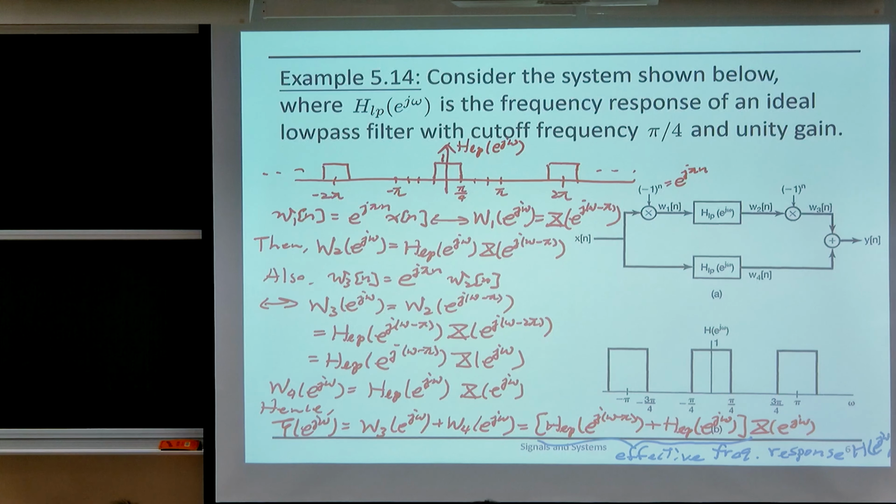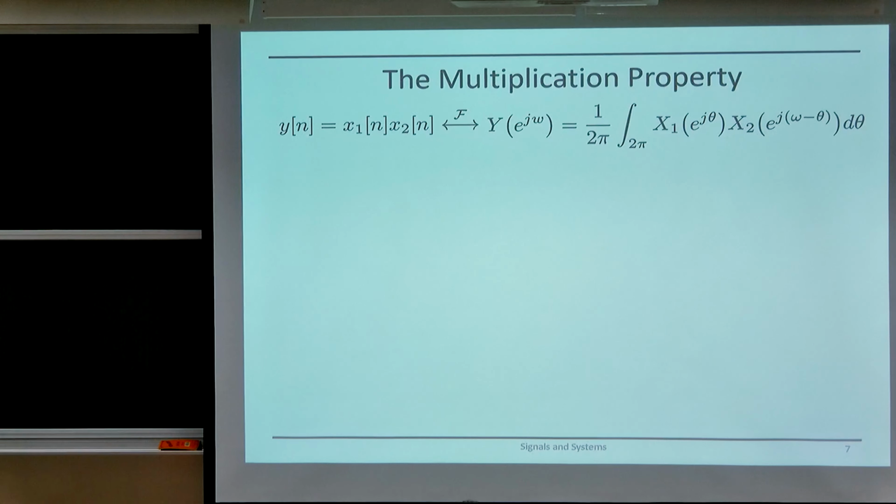All right, so this is the convolution property. The convolution property says that if you have convolution in time, then you have multiplication in the frequency domain. It also holds the other way around, which gives you the multiplication property. The multiplication property says that if you have multiplication of two signals in the time domain, then this corresponds to convolution in the frequency domain scaled by 1 over 2 pi.